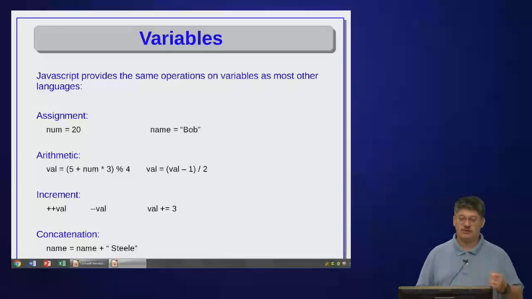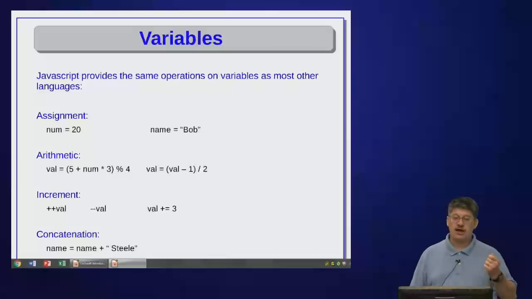What does that mean? Well, num is 20, right? So I do multiplication first. 20 times 3 is 60. 5 plus 60 is 65. %4 means to take the mod with base 4. Mod is like a remainder. So I divide by 4 and take the remainder. So 65 divided by 4, I think, has a remainder of 1. So this will set val to 1.